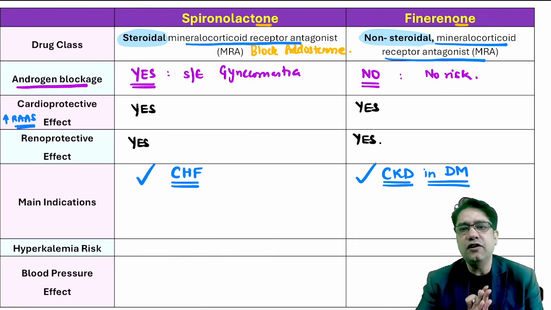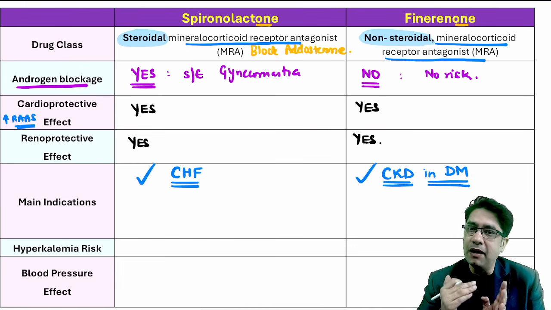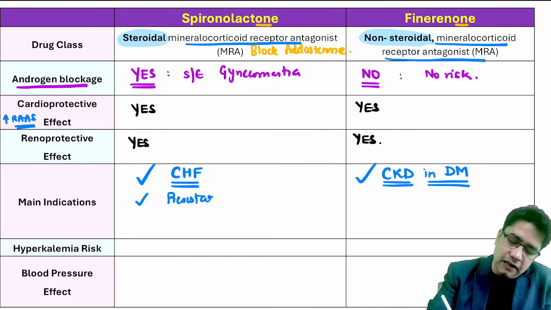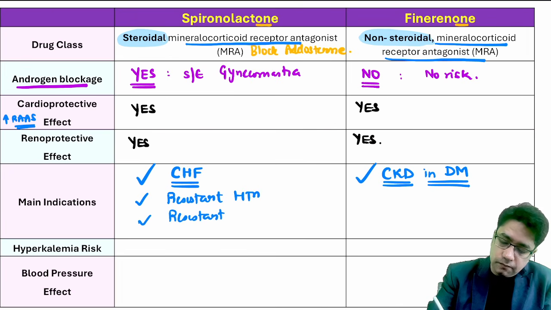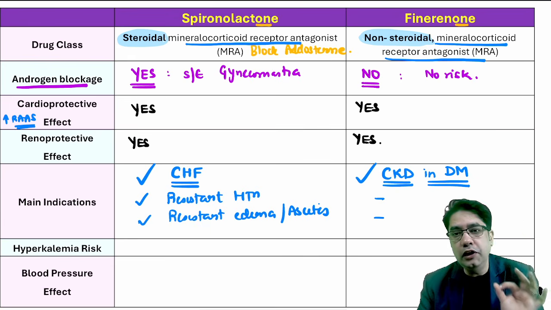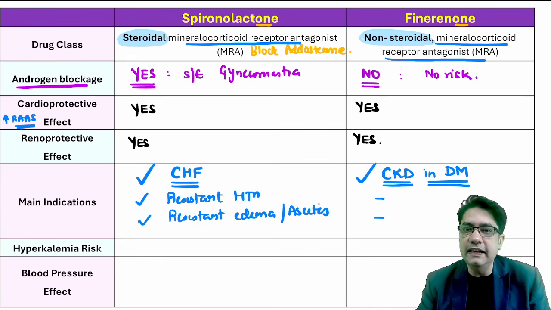Now spironolactone is a very older drug. It has other uses also. Remember, RAS activity increases blood pressure. That is why spironolactone has also been approved for resistant hypertension and resistant edema also. Let's say that edema which occurs in liver failure is ascites. It has been approved. Right now, finerenone has only been approved in chronic kidney disease to prevent kidney damage.